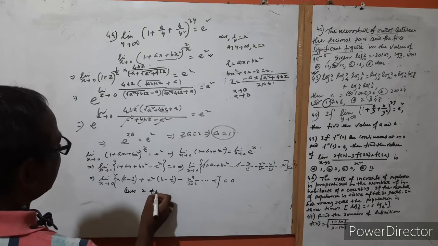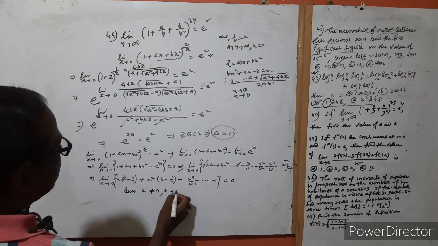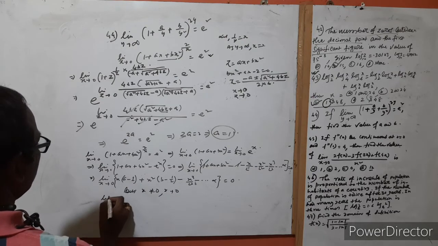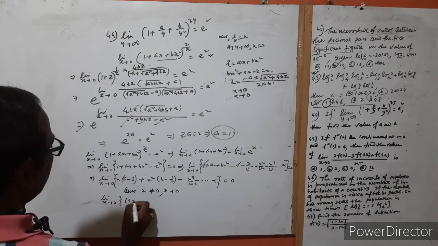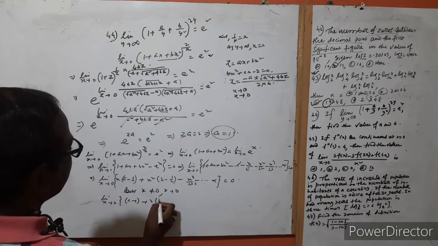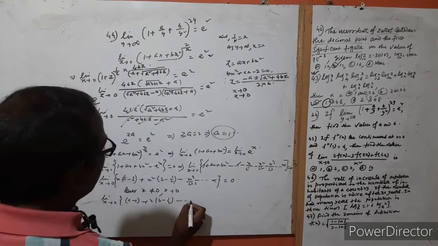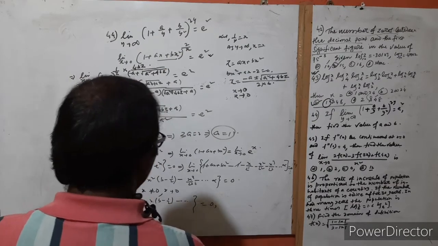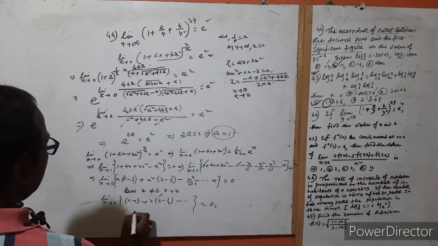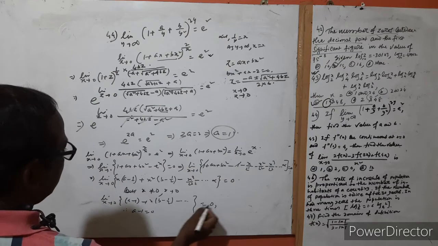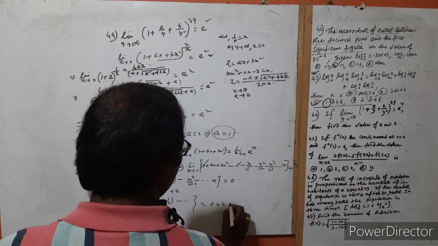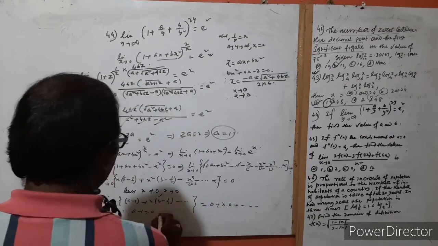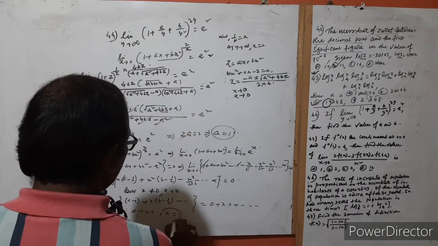But x never be 0. This is x tends to 0. So we can write here x tends to 0, a minus 1 x into b minus half, and this is equal to 0. Okay, therefore a minus 1 equal to 0. On the right hand side I have 0 plus x into 0 and like that. So a minus 1 equal to 0, so a equal to 1.